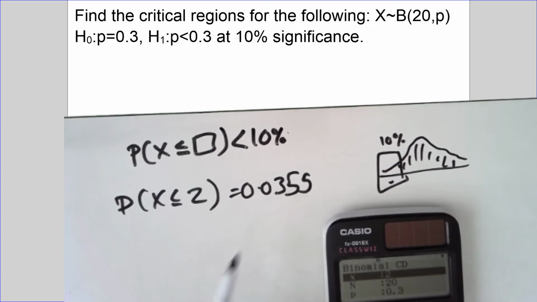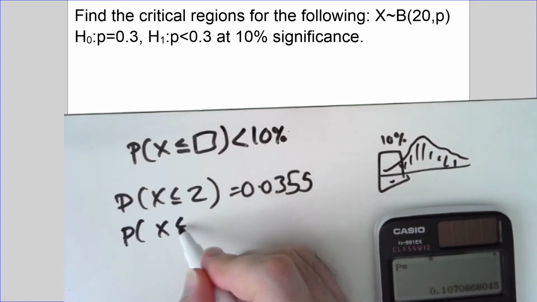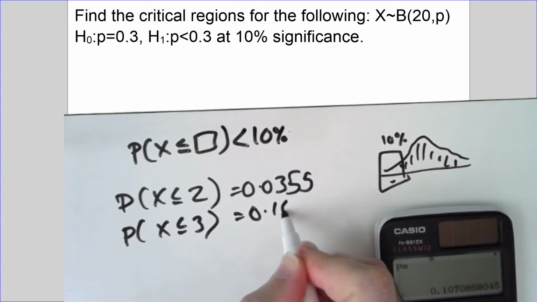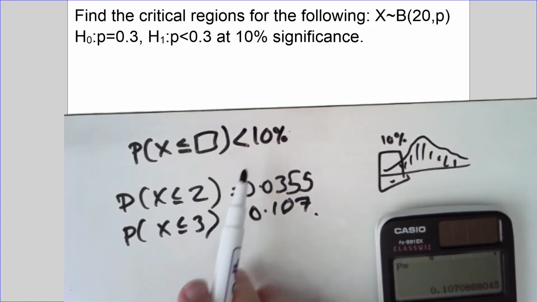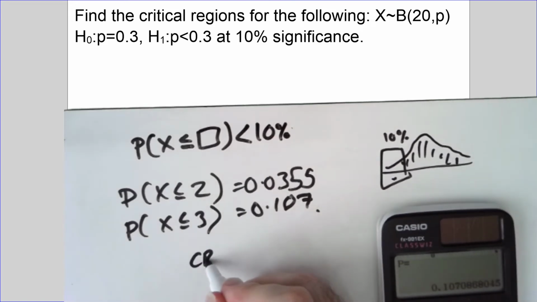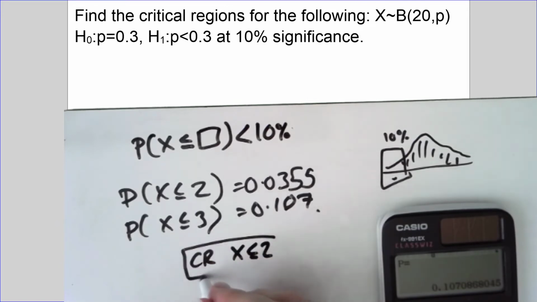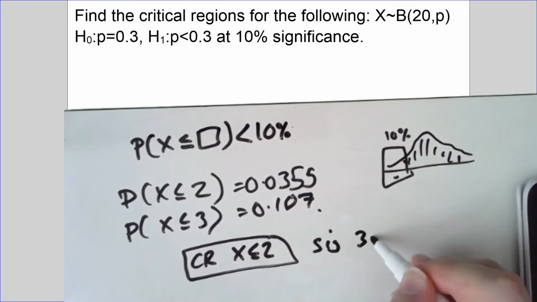Because this is too small, we're going to test 3. This is kind of trial and error in some cases. Probability x is less than or equal to 3 is actually 0.107. So this one here is too big. So if our test is 10%, we're going to have to stick to this. So the critical region is actually x is less than or equal to 2. And the actual significance is 3.55%.